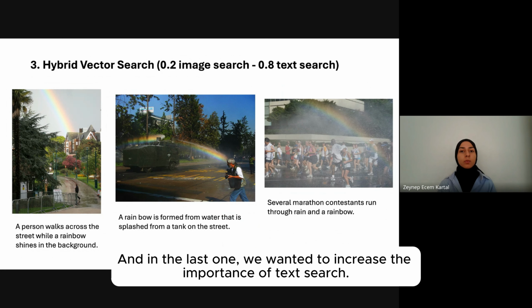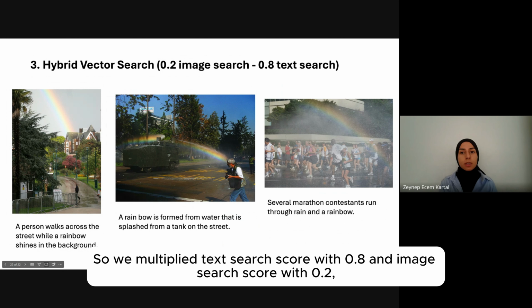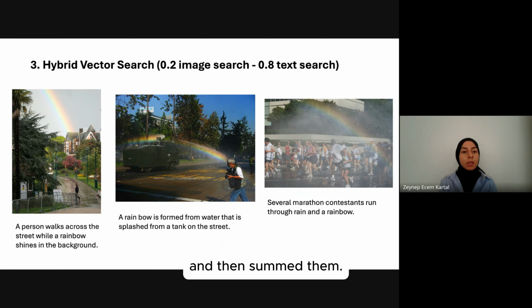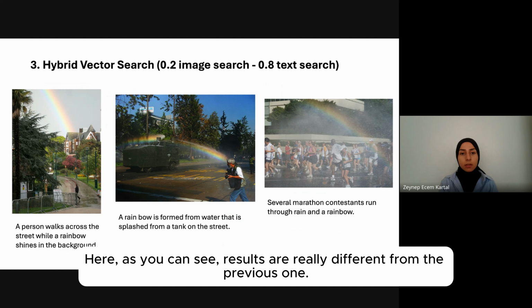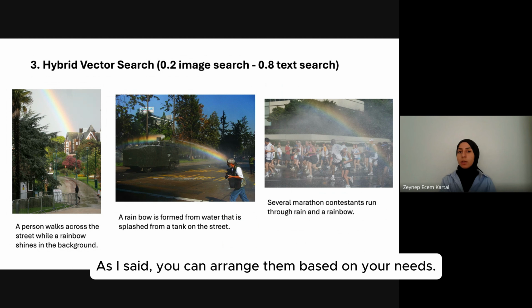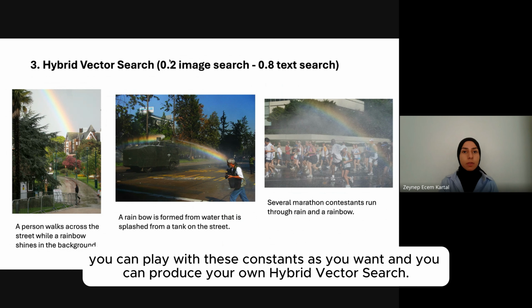And in the last one, we wanted to increase the importance of text search. So we multiplied text search score with 0.8 and image search score with 0.2 and then summed them. Here, as you can see, results are very different from the previous one. As I said, you can arrange them based on your needs. You can play with these constants as you want, and you can produce your own hybrid vector search.